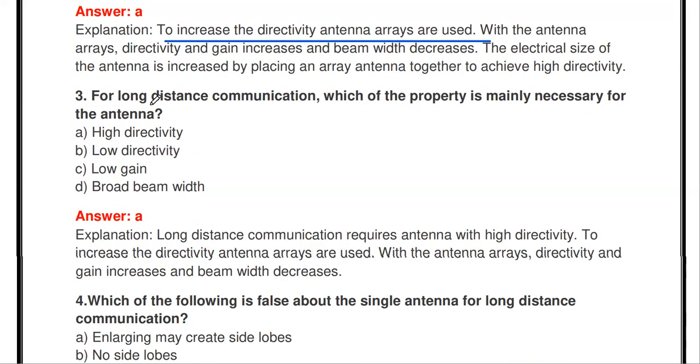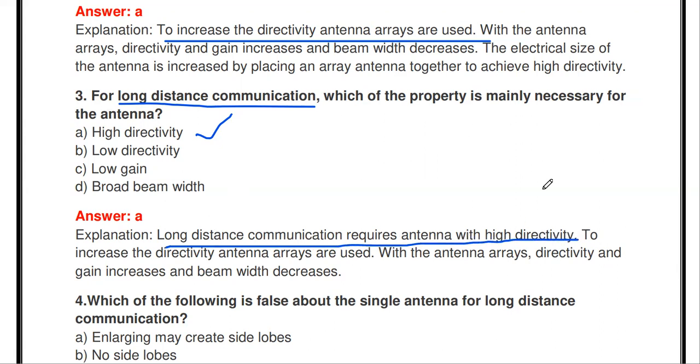Okay. The next one, for long distance communication, which property is mainly necessary for the antenna? High directivity, low directivity, low gain, broad bandwidth. So for long distance communication, the directivity should be very high. Long distance communication requires an antenna with very high directivity. To achieve the high directivity, instead of using a single antenna, we may use antenna arrays. That is the main thing in the antenna array.